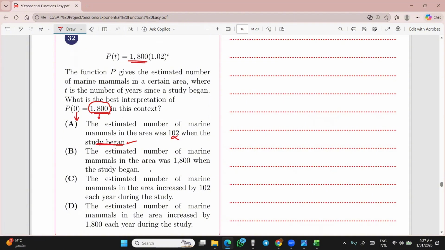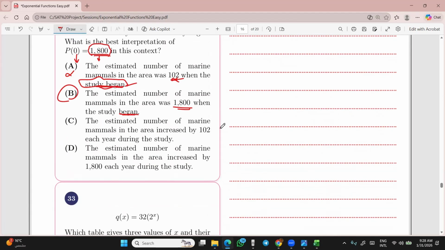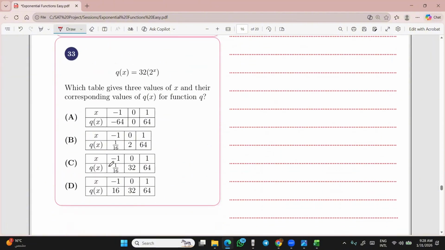The question talks about 1,800, so this is not correct. The word is okay, began, but the number is not okay. Letter B, the estimated number of marine mammals in the area was 1,800, yes. When the study began, that's the correct one, regardless of anything else. So it's not 102, it's not each year, it's at the beginning of the experiment.